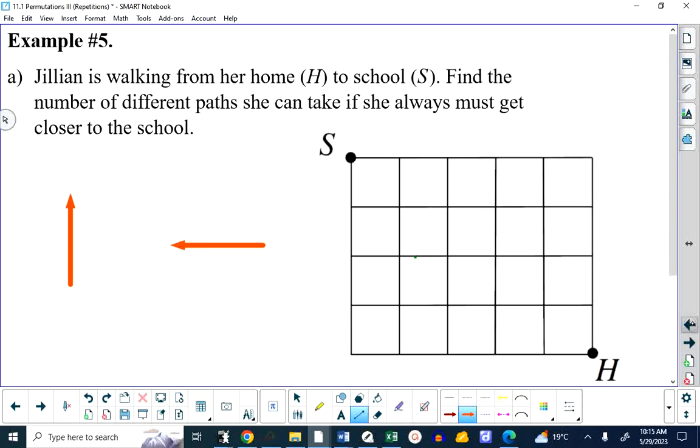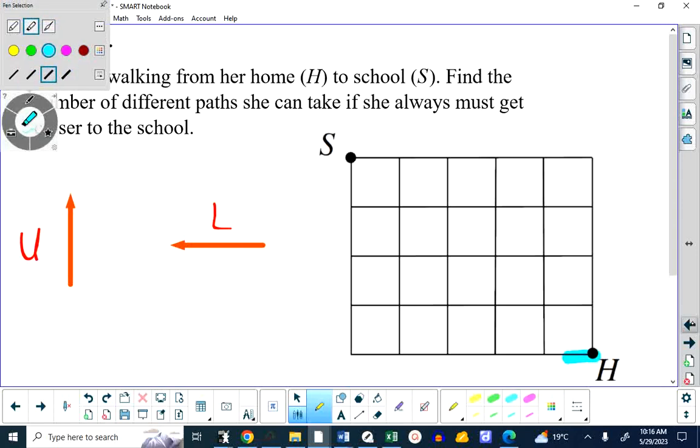So the idea here to solve this at a Math 30 level is that we must move, I'm going to use L for left and U for up. Okay? We could use north instead of up, and we could use W for west instead of left. And I'm going to draw in one path, one particular path.